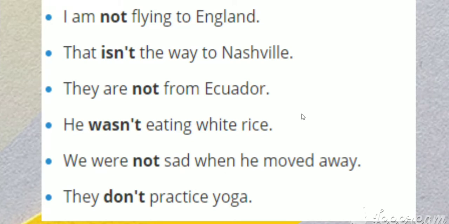For example, I am not flying to England. That is in the way to Nashville. They are not from Ecuador. He wasn't eating white rice. We were not sad when he moved away. And they don't practice yoga. Something important here is that when we mention contractions, we are talking about informal language or writing in informal language. But when we want to say something in a formal way, we have to avoid the contractions.